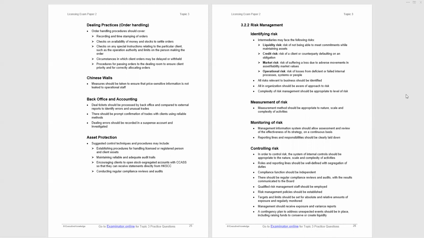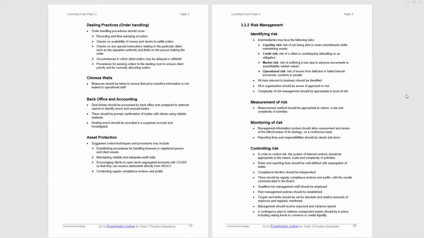Liquidity risk, that's the risk of not being able to meet commitments while maintaining assets. Well, it's the risk of not having sufficient cash flow. Credit risk, the risk of losing money because a counterparty defaults. Market risk, the risk of the market going against you and losing money as a result.